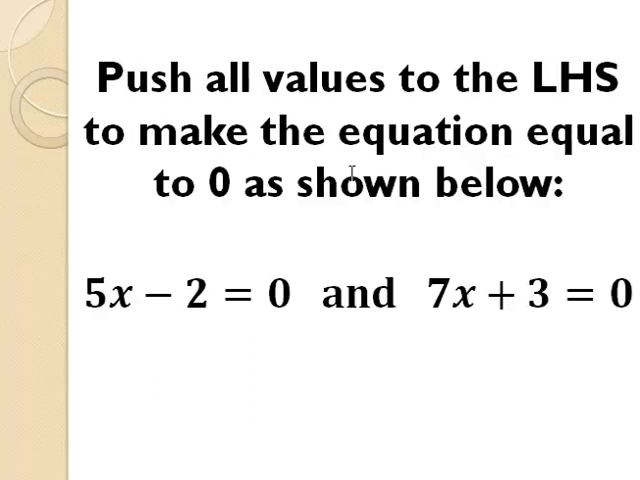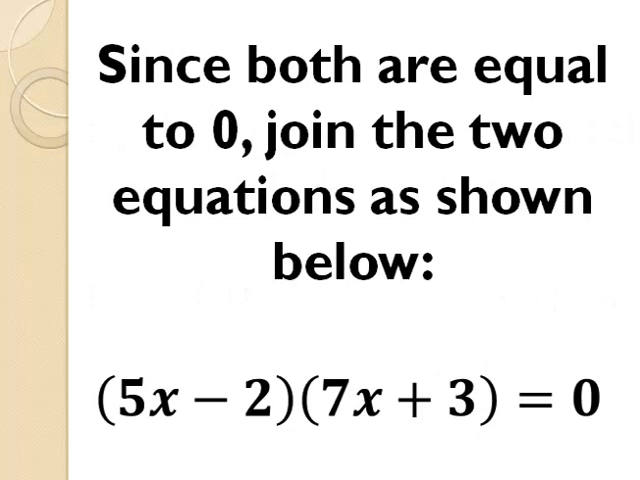You push all values to the left hand side to make the equation equal to 0 as you have seen here. Positive 2 crosses to meet 5x, that will give us 5x minus 2 equal to 0 and 7x plus 3 equal to 0. Then since both are equal to 0, you join the two equations as shown below. They will all be equal to 0.